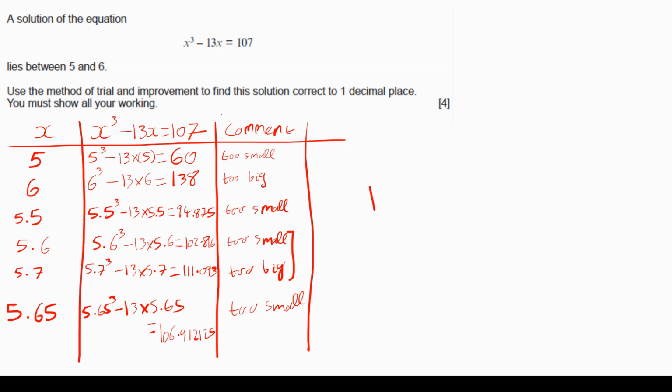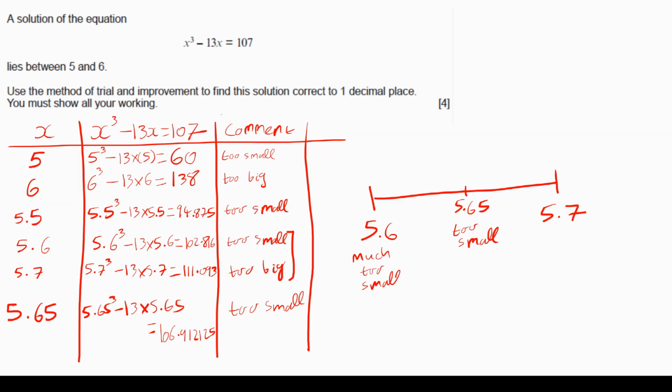We now think about a number line with 5.6 on one end, 5.7 on the other, and obviously 5.65 halfway between them. 5.65 we've established was too small, which means that 5.6 is going to be much too small. So to one decimal place, our solution is x equals 5.7.